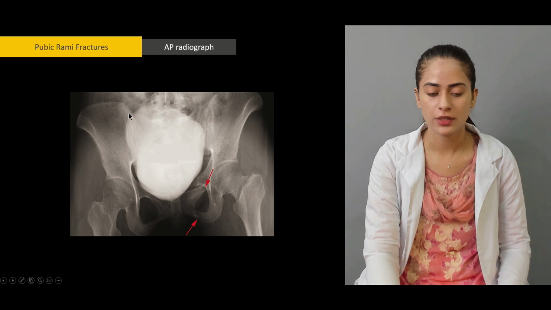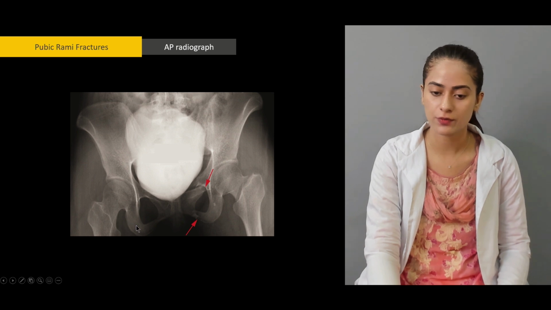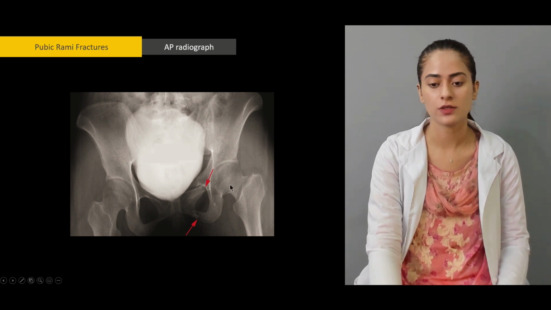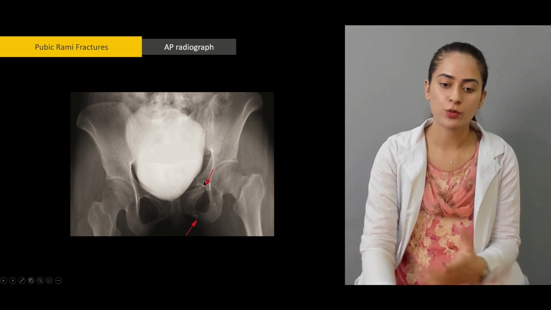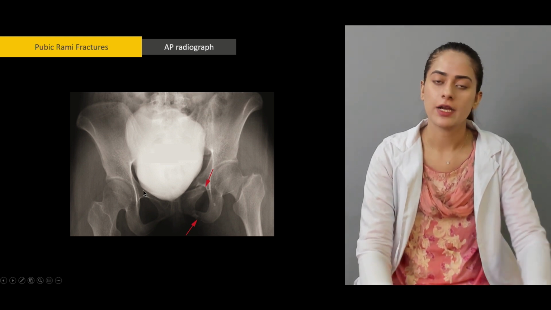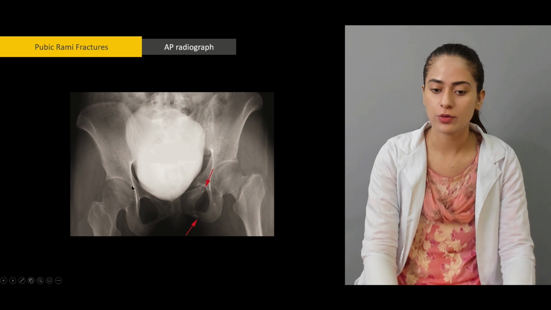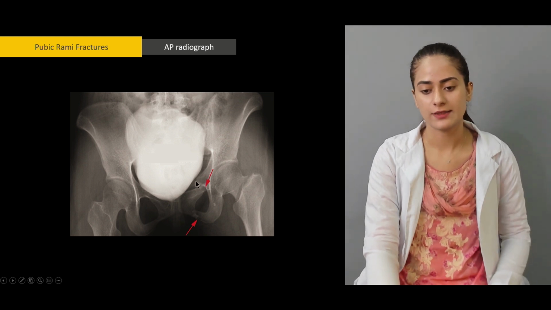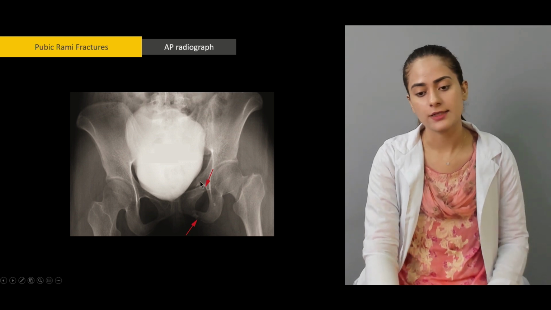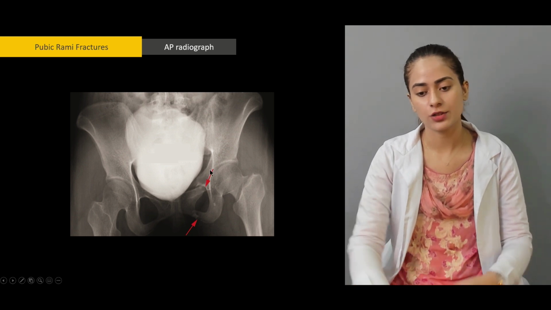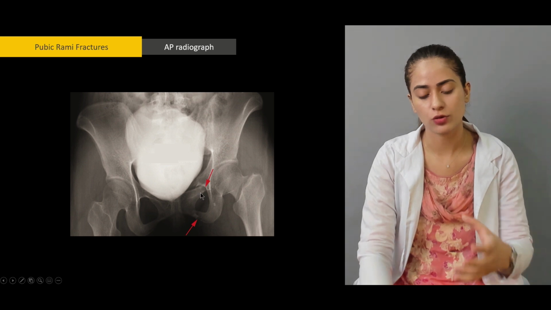sacroiliac joint here. Then this is the acetabulum, the femoral head, the greater trochanter, the lesser trochanter, we have this ischium here, and the pubis. This is the superior pubic rami. And again, comparison. When you compare both of them, it's visible that this has been fractured through and through, and this is placed inferiorly and it has moved posteriorly.